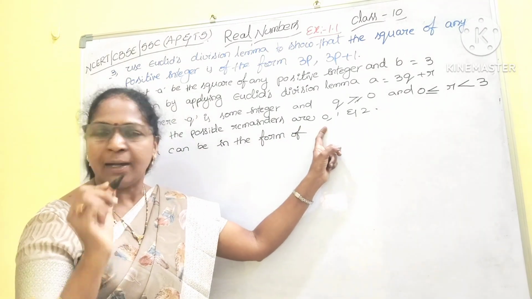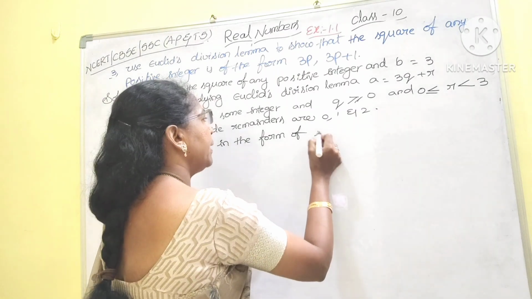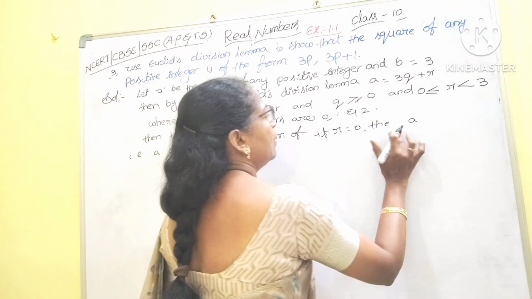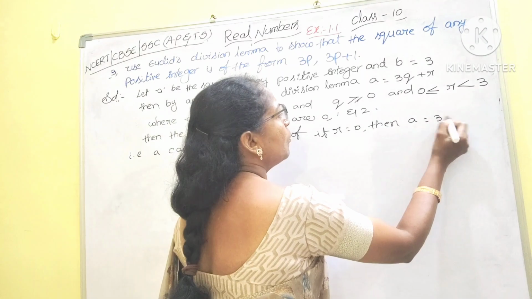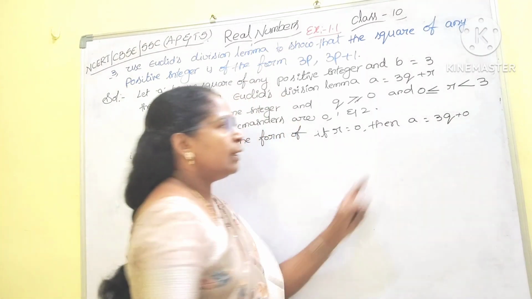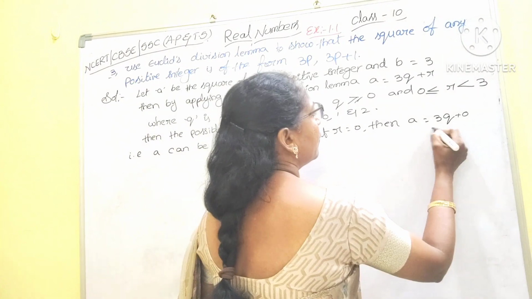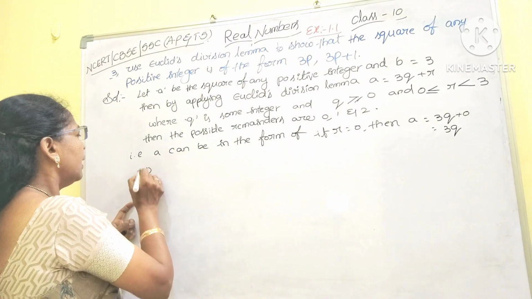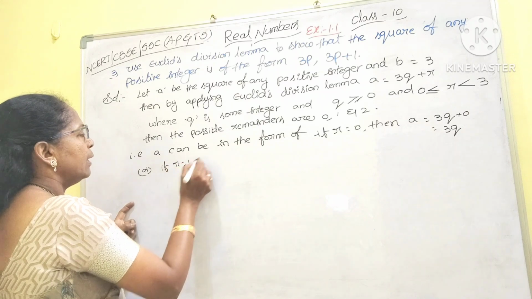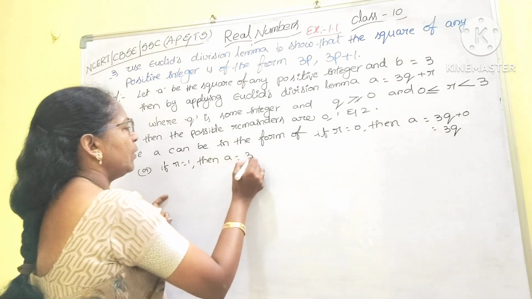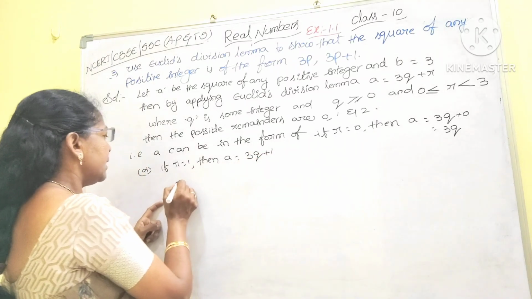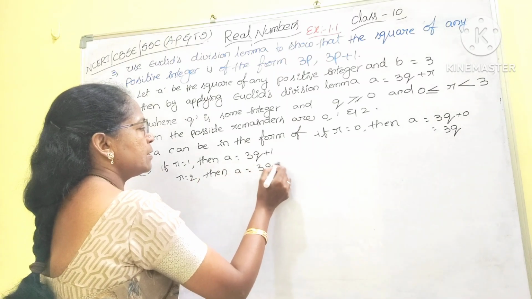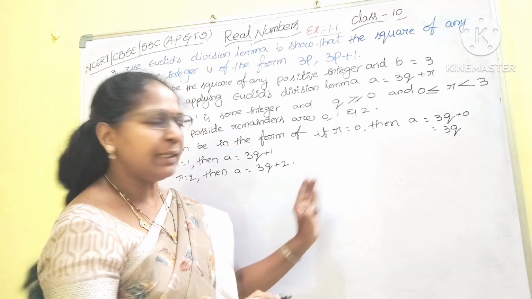If R equals 0, then A equals BQ plus R, that is 3Q plus R, where R value is 0. Then you get A equals 3Q. A can be in the form of 3Q. Like this, if R equals 1, then A equals 3Q plus 1. If R equals 2, then A equals 3Q plus 2. Till this is the same.